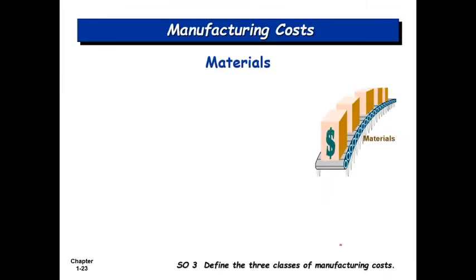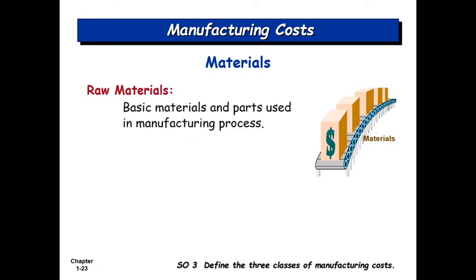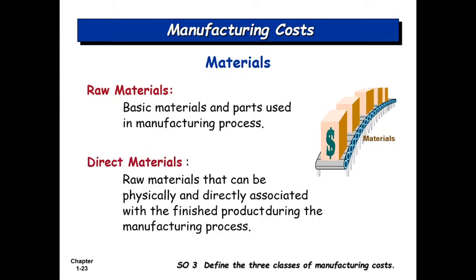Okay, now we go to material. We have two different kinds of material when we want to make a product. First is raw material, basic material and parts used in the manufacturing process. Second, we have direct material, raw material that can be physically and directly associated with the finished product for the manufacturing process. Okay, raw material is actually the component of your product.